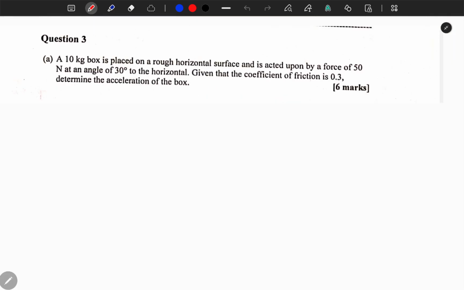So the question reads: a 10 kg box is placed on a rough horizontal surface and is acted upon by a force of 50 Newton at an angle of 30 degrees to the horizontal. Given that the coefficient of friction is 0.3, determine the acceleration of the box.